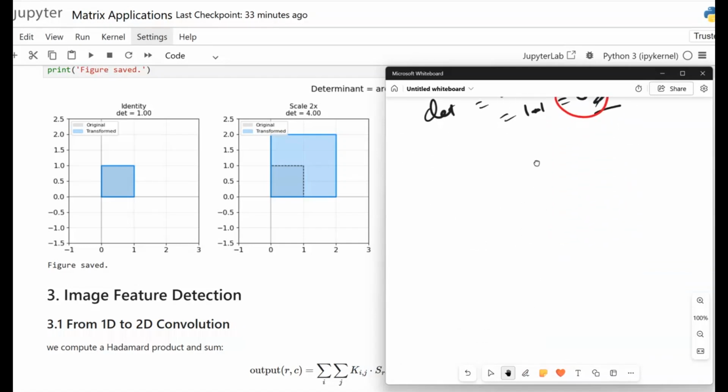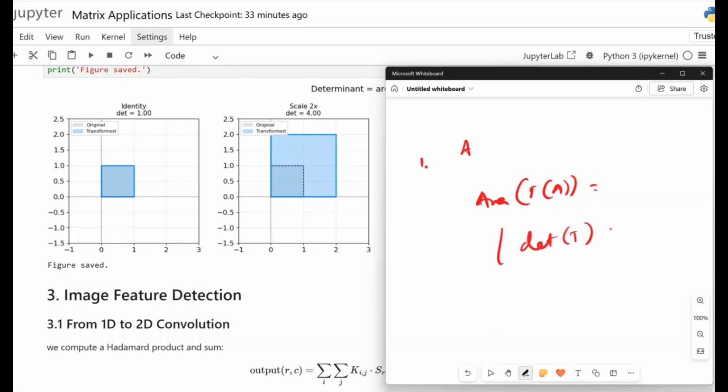So yes, dear friends, with this visualization, what we have just observed is the determinant as an area multiplier. For any region, if I specify a region A, then the area of T of A is equal to the absolute determinant of T multiplied by the area of A. So this is what is said to be the determinant as area multiplier.